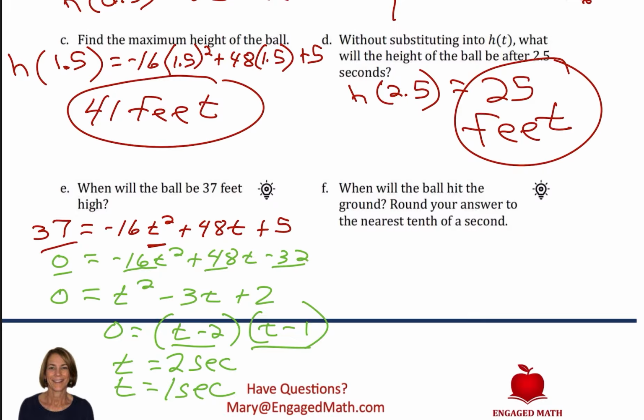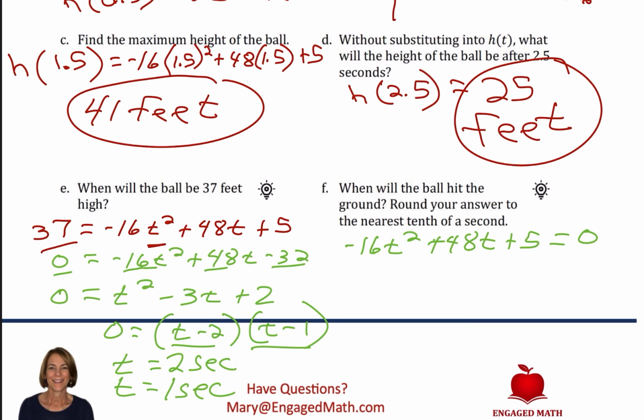And I know I went through that a little quickly, but it's a light bulb problem. So if you're working that one through, this is good math for you to see. Let's go to F. Now we want to know when the ball will hit the ground. So I'm going to write out our original equation, negative 16t squared plus 48t plus 5. And this time I'm going to set the height equal to 0.